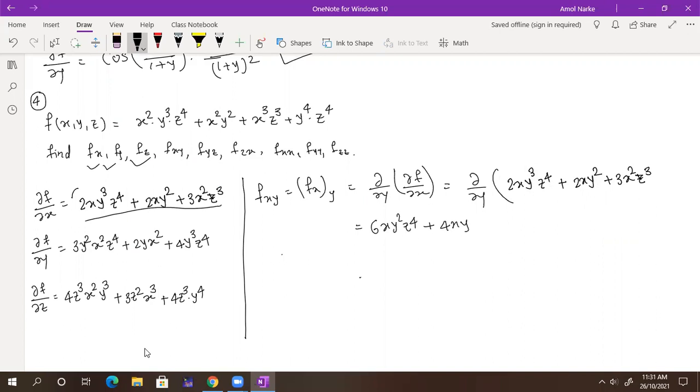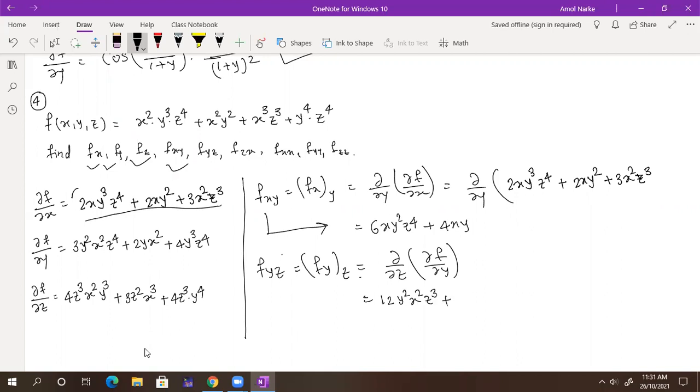So this is what you have for f_xy. If you calculate f_yz, it means you differentiate with respect to y first and then z. So ∂z outside and ∂y inside. Differentiate this with respect to z, so the 4 comes above. 4 into 3 is 12y²x²z³, plus with respect to z this becomes 0, and it becomes 16y³z³. Yes or no? Everyone getting what I'm doing here? Yes, sir. So this is also done.